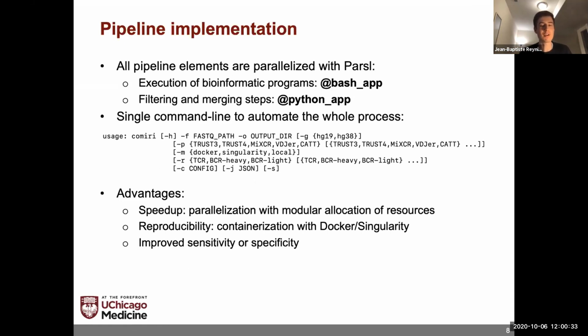And then finally, but also probably most importantly, this can also improve sensitivity, or specificity, sorry, of this analysis. Depending on what quorum you choose at the end, you can either capture more TCRs or really select only TCRs and BCRs that are known to be true.